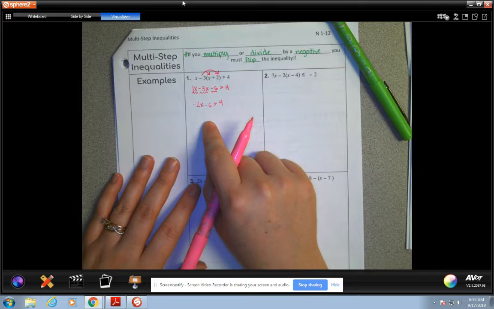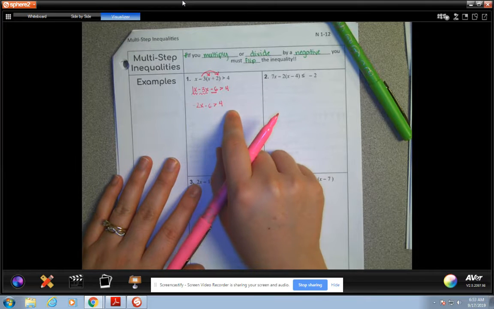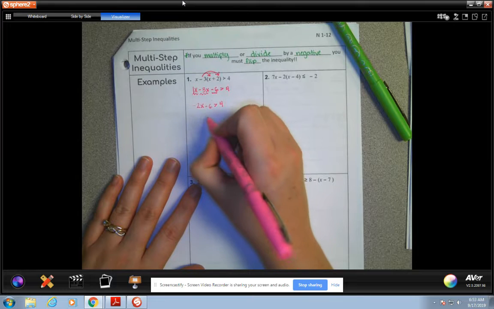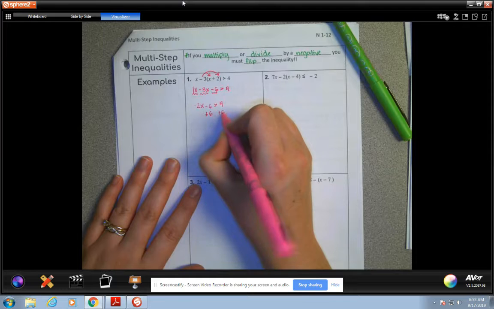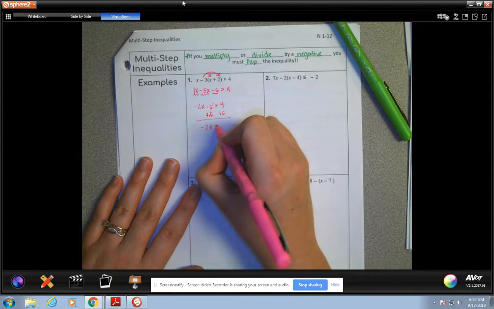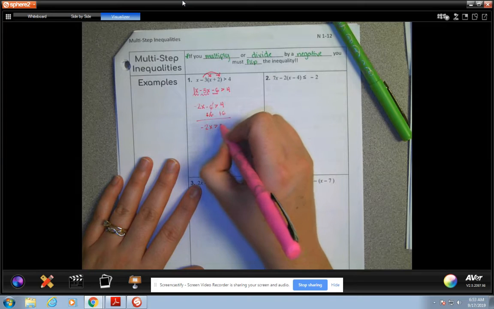Okay, so now I'm going to solve. I have 2 terms over here. I only have 1 over here, so we're good. So I'm trying to get the x by itself. So I want to get rid of a -6, so I'm going to add 6 to both sides. -2x, the 6 is canceled, is greater than 4 plus 6 is 10.